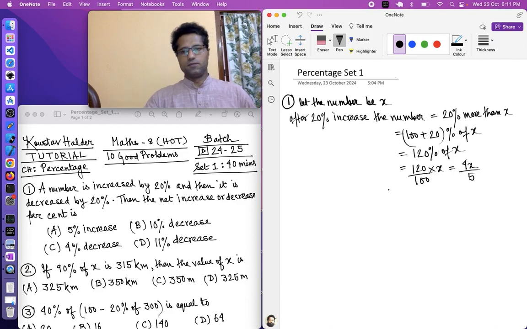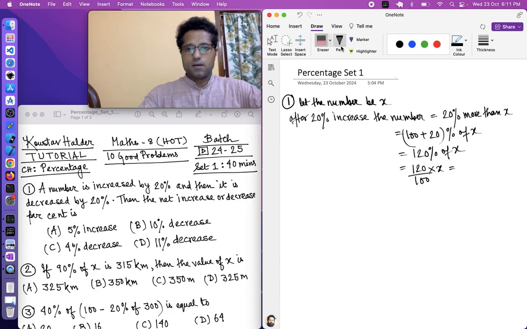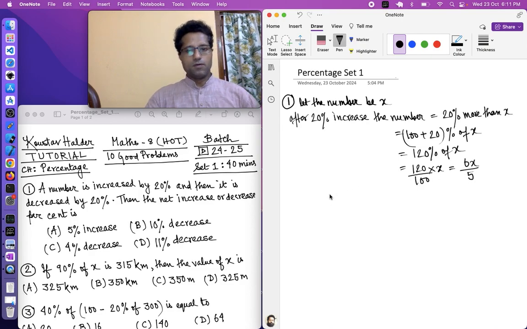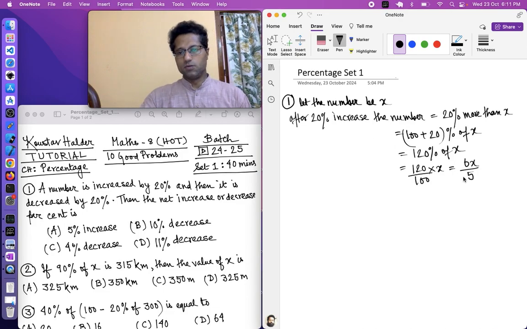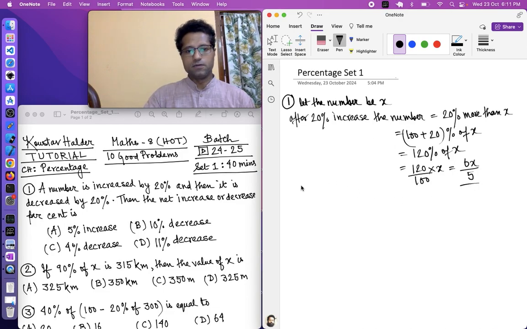So after 20% increase, the number is, sorry, not 4x by 5. After simplification, it is 6x by 5. Now it is saying that the number is increased by 20% and then it is decreased by 20%. Now remember, the decrease of 20% is based on the number 6x by 5 and not x. After 20% increase, the new number is 6x by 5. So we have to decrease 6x by 5 by 20%.